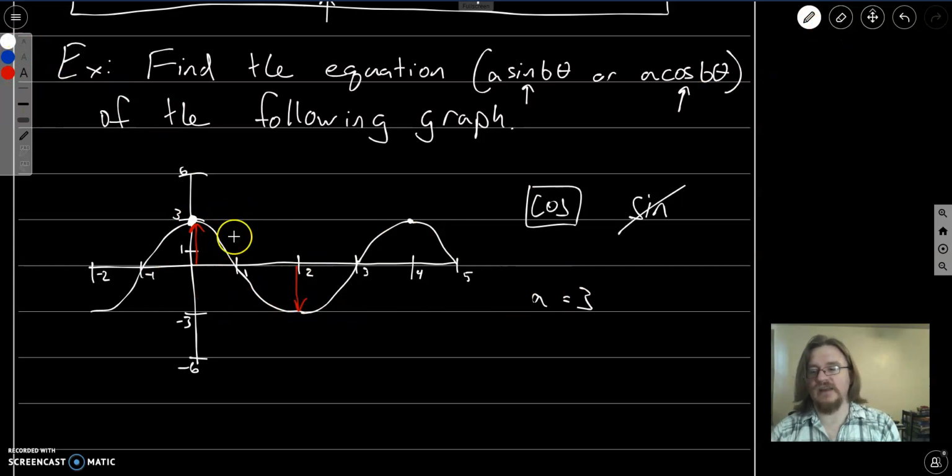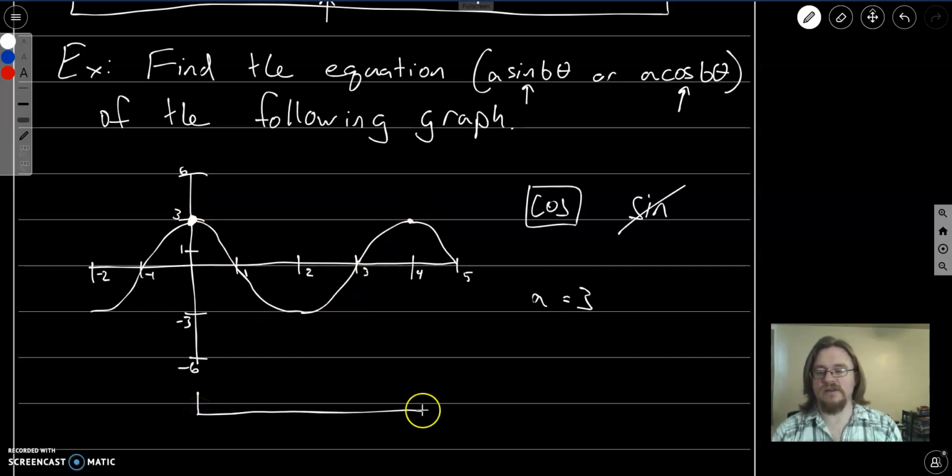And now for b, and I think b is maybe the trickiest one, but it's not too bad. We need to find the wavelength of our function, and then we can figure out what b is. So the wavelength, if we look at where we start, that's the top of a crest, top of a wave, and we'll come back and we see that we hit the top of the wave over here. So 4 is going to be our wavelength, or our period.